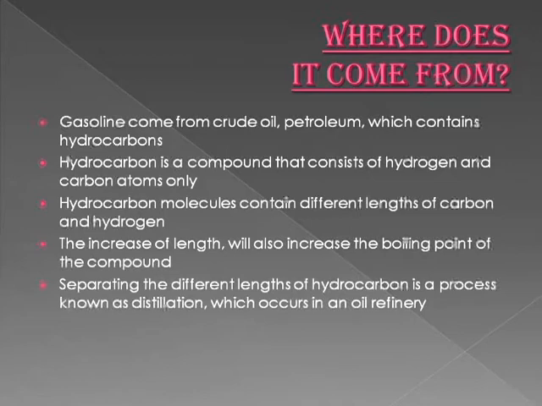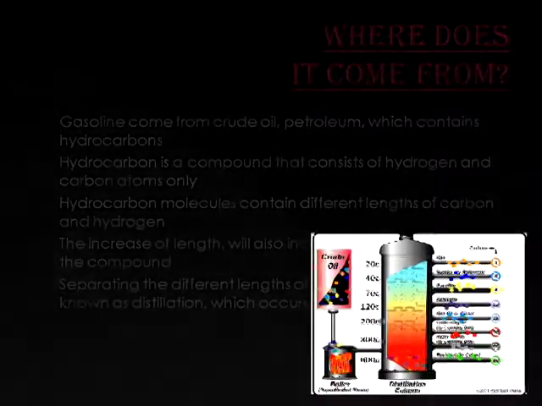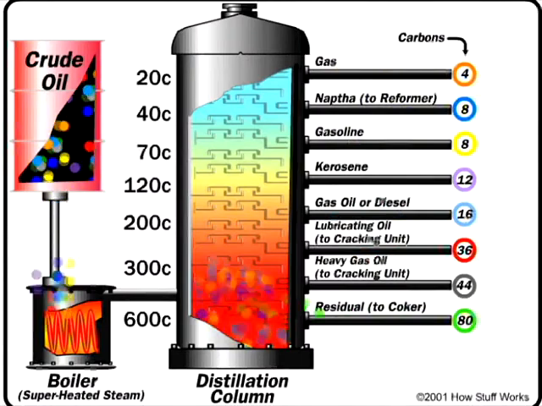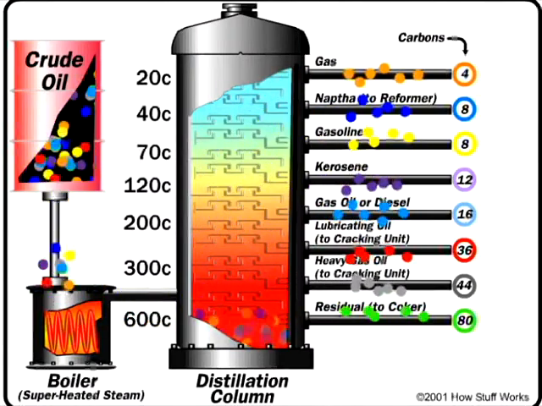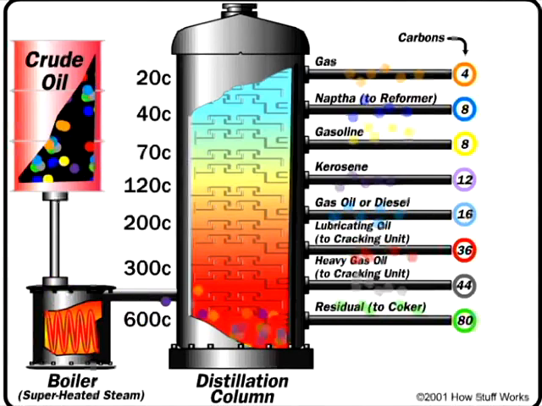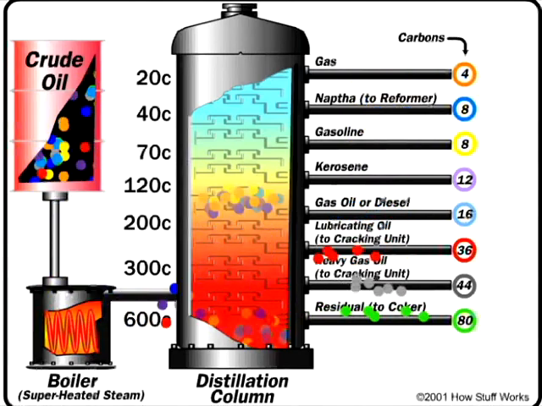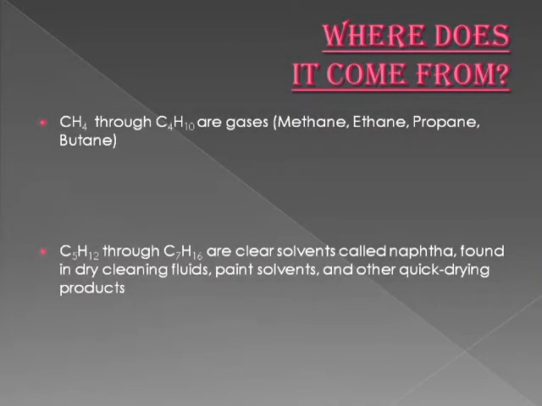Separating the hydrocarbons by length is a process called distillation. This process occurs in oil refineries. This video diagram shows a simple process of distillation. I won't go too in-depth with hydrocarbons, because that is not my topic, but let's move on.